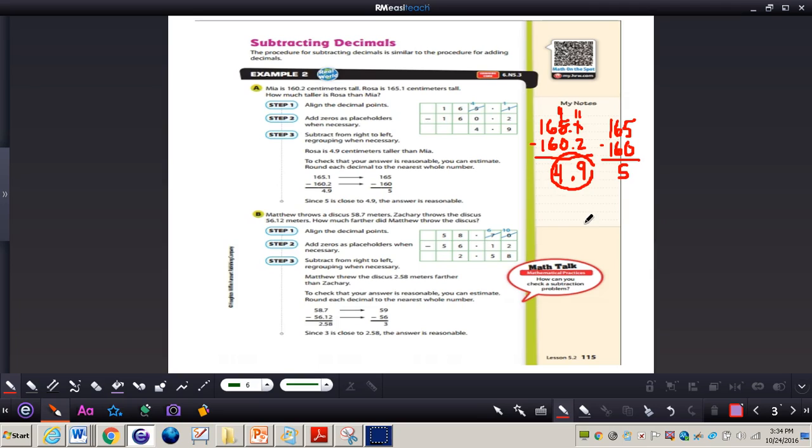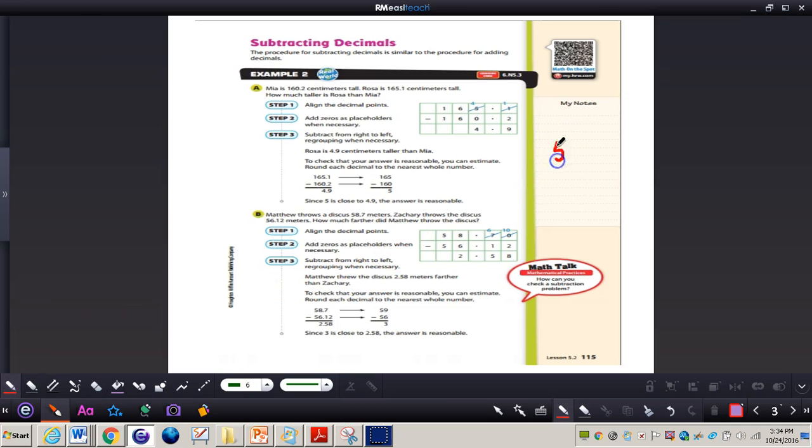Now we can see for the next one, it says Matthew throws a discus 58 and 7/10 meters. Zachary throws the discus 56 and 12/100 meters. How much farther did Matthew throw the discus? So this is a little bit different in that we don't have the numbers aligned. We got to add some zeros. So let me show you what you need to do.